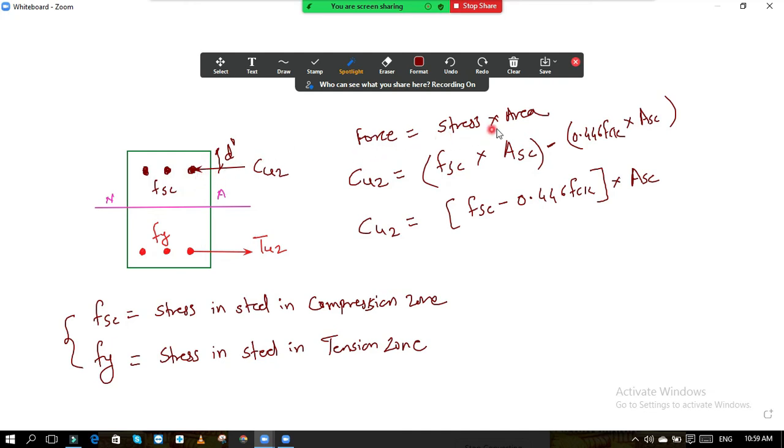Again the same basic formula for the force, stress into area. But now which material is getting reduced? Concrete area is getting reduced. So what is the stress in concrete? The stress in concrete is 0.446 FCK. And what is the area of concrete?